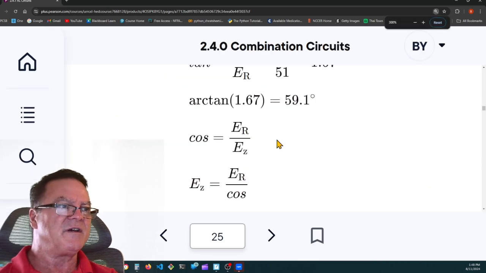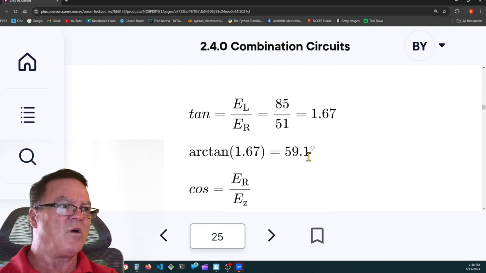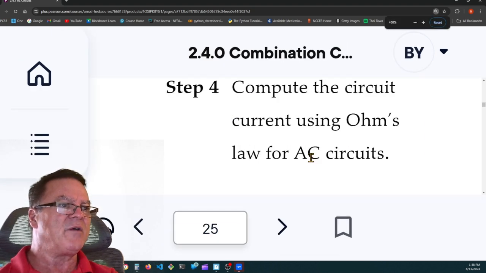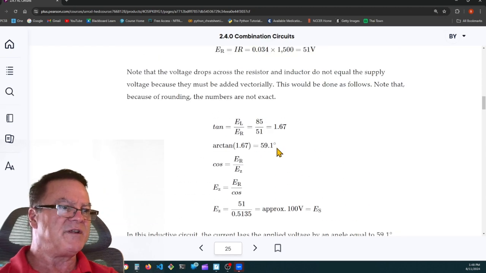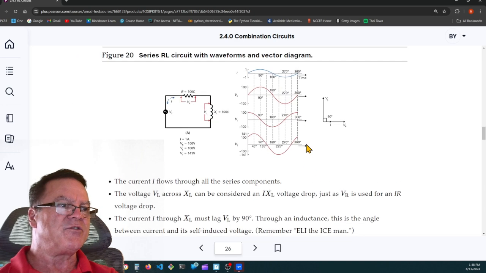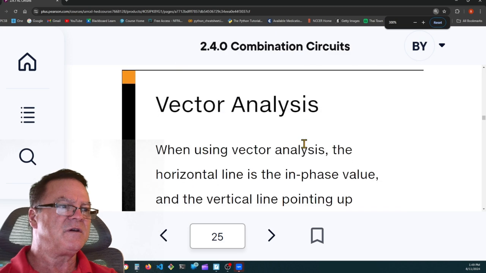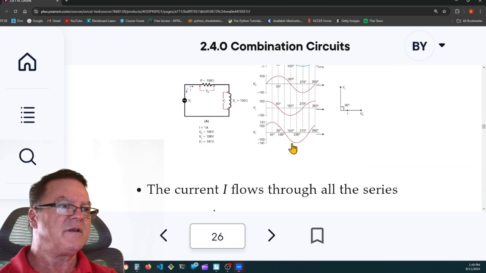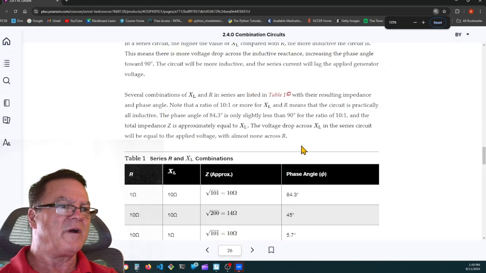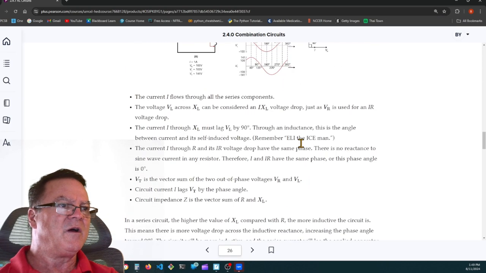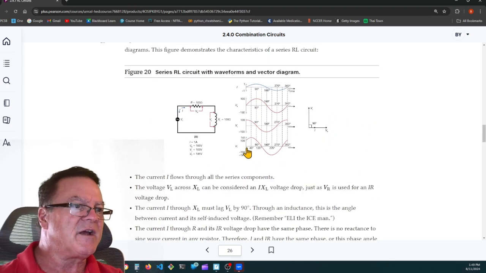Let's look and see. Oh, 59.1, okay. So it's 59.1, I'm going the wrong way, sorry. It's 59.1 degrees out of phase. That's what it is. So when they draw this, there. Why do I keep going the wrong way? There we go. When they draw it, they're drawing it 59.1 degrees out of phase. It's hard to see, but that's what they're doing.